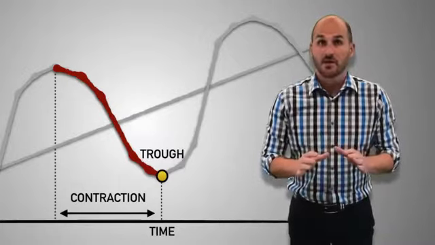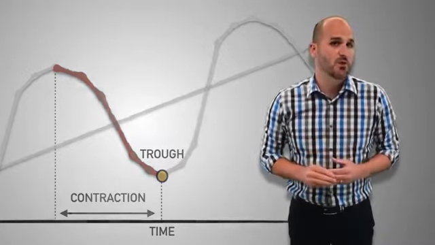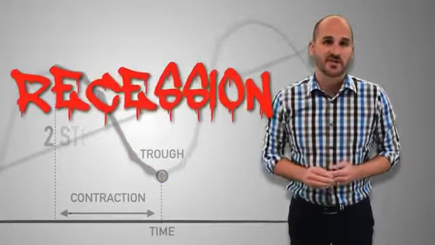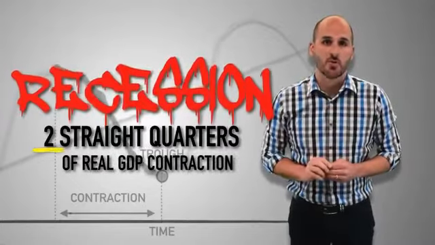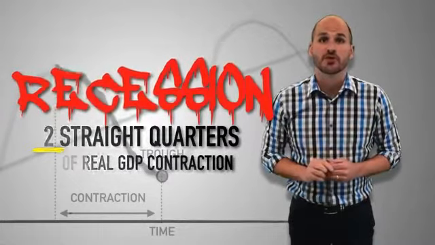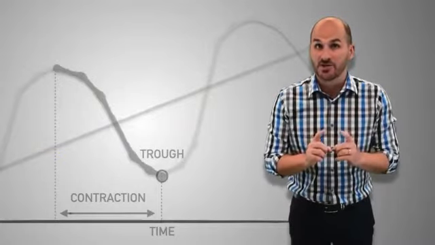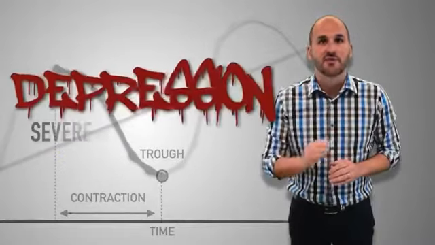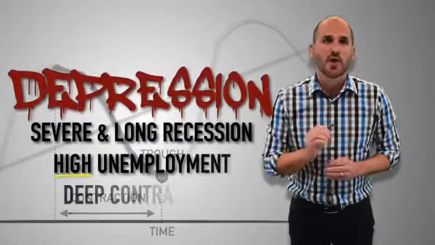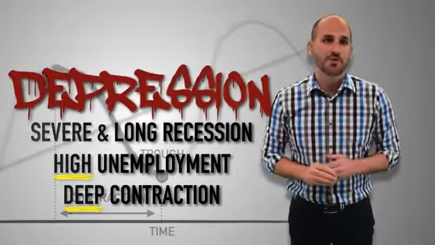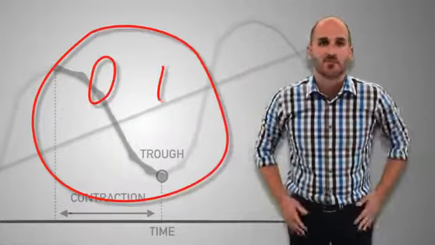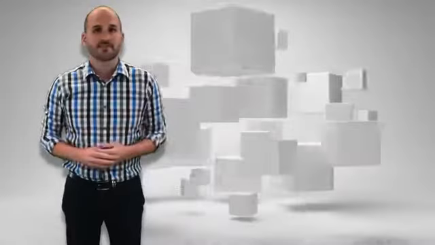And let's be clear, while economic contraction can be called a recession, an economic recession is classified as 2 straight fiscal quarters or 6 straight months of real GDP contraction. And a depression? Oh man, it's a severe and prolonged recession with incredible unemployment and deep real GDP contraction. I'm depressed. And that's the business cycle.